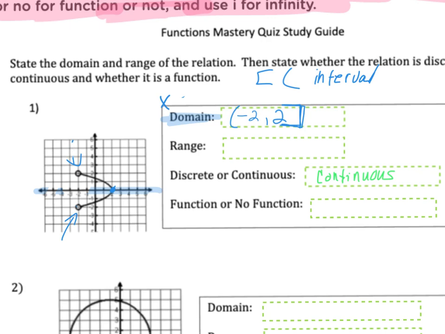Now we need to take a look at the range. Oh, well, first of all, I'm sorry. Let me pause here for a second. Any questions about where I got that domain from?